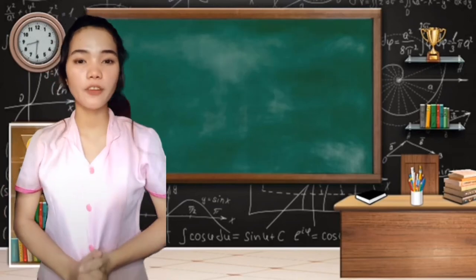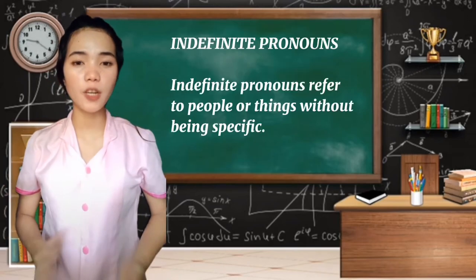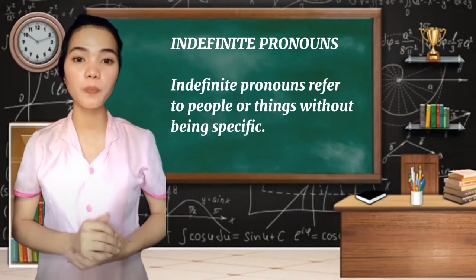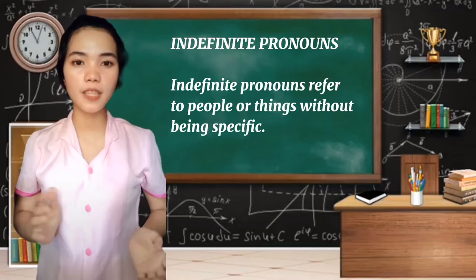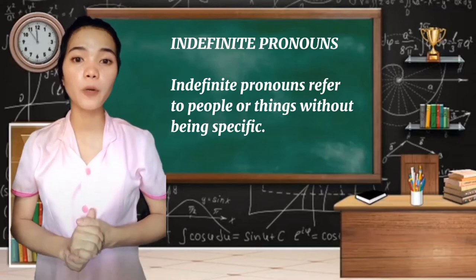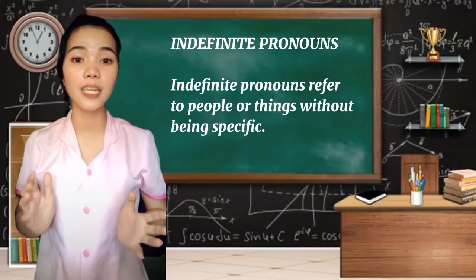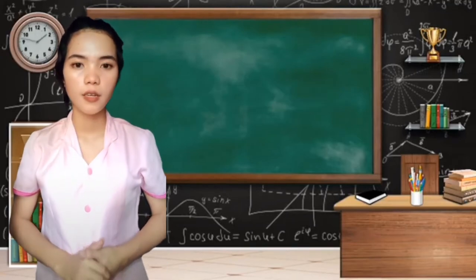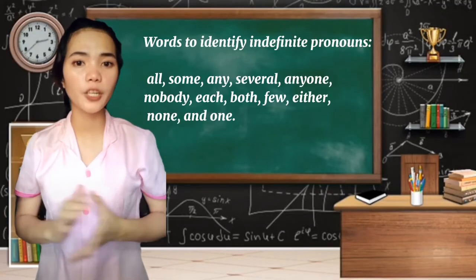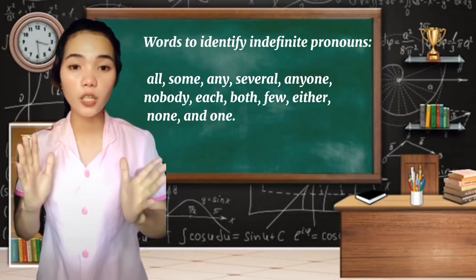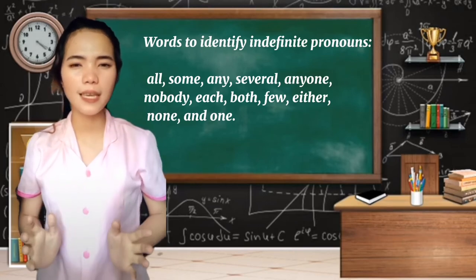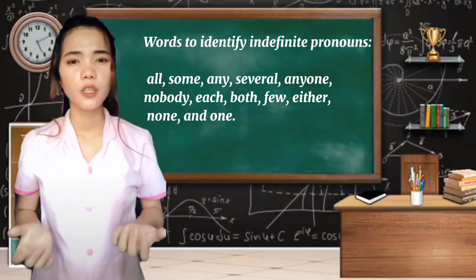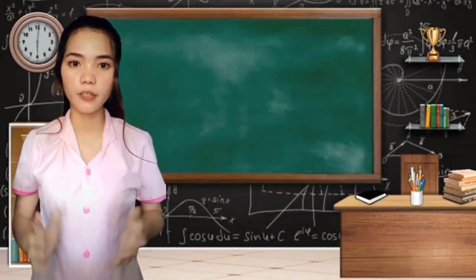The next is the indefinite pronoun. Indefinite pronouns refer to people or things without being specific. We use indefinite pronouns to refer to people or things without saying exactly who or what they are. Indefinite pronouns are words like all, some, many, several, anyone, nobody, and no one.